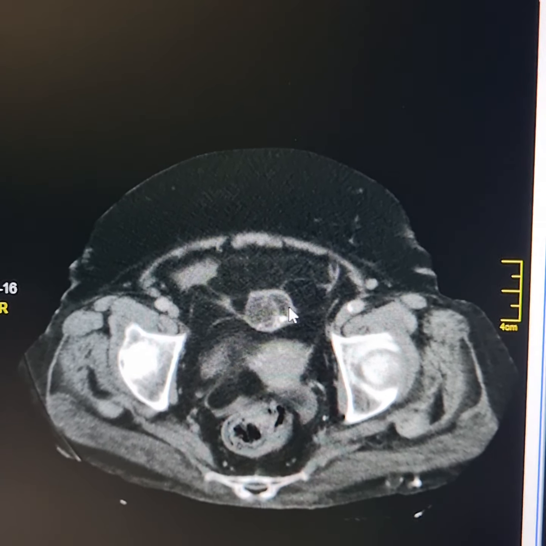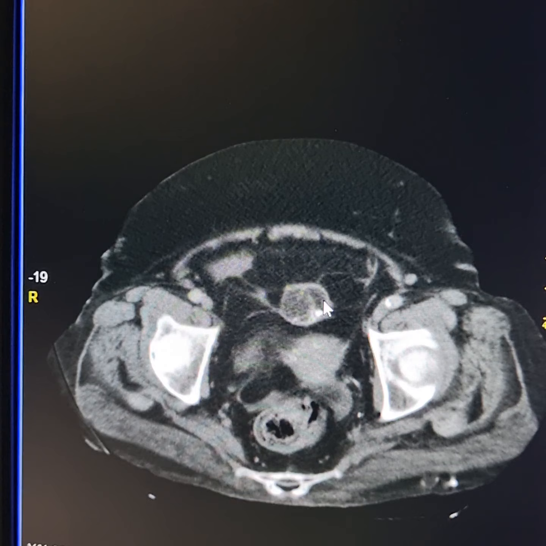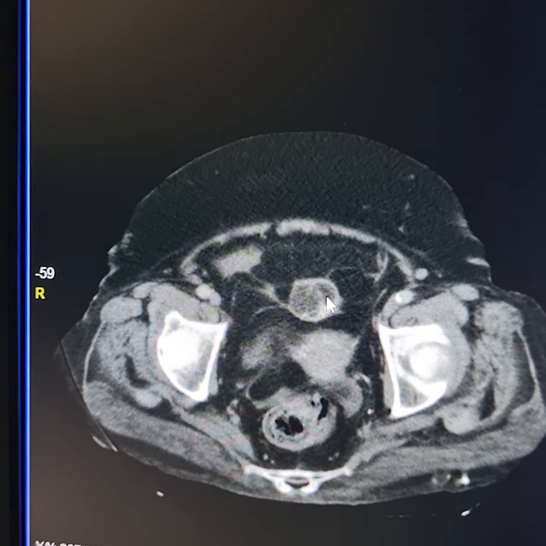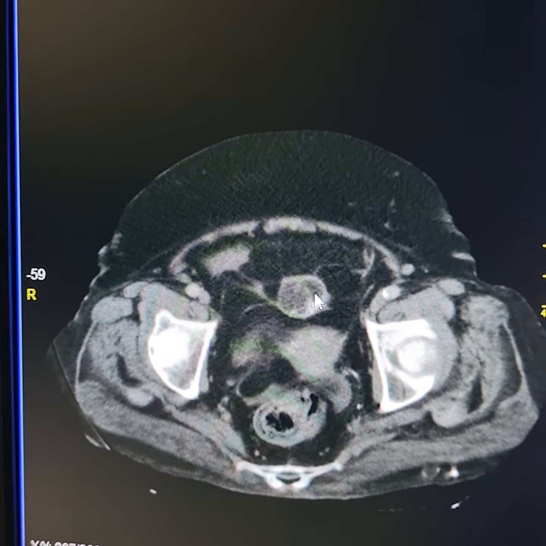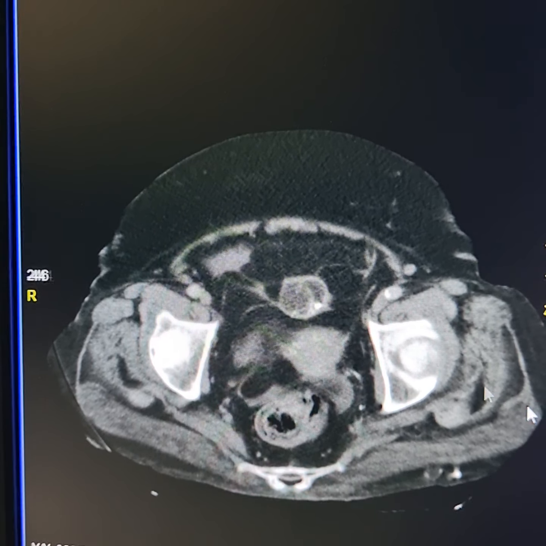This is a small dermoid cyst in the left ovary. Please see that the density is approximately -59 HU.